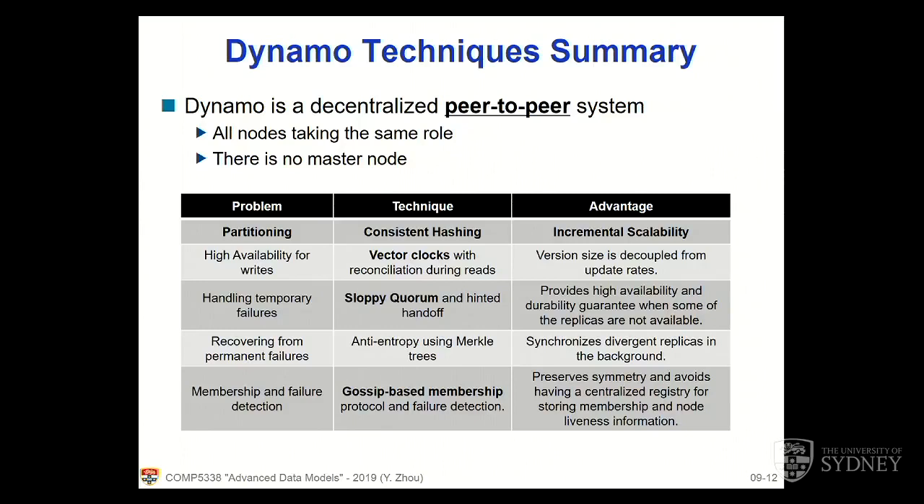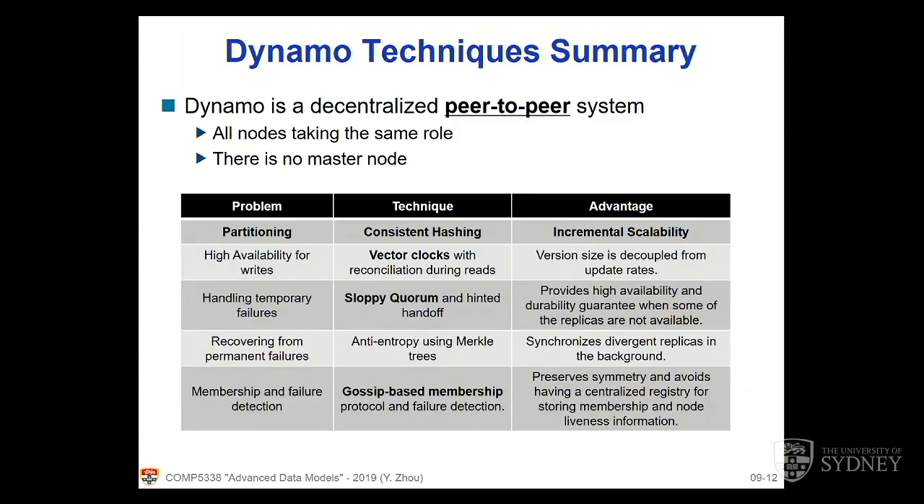So the first thing making Dynamo quite different from all the systems we have seen so far is that this is a purely decentralized peer-to-peer system. They kind of mean the same thing; we just emphasize it's a peer-to-peer system. It's decentralized, so this means there's not a single node or group of nodes taking the master role. Every node in the system is doing the same thing. So all nodes basically take the same role.